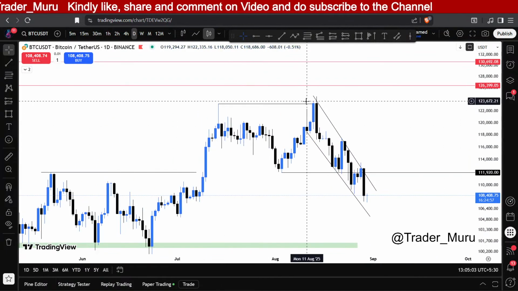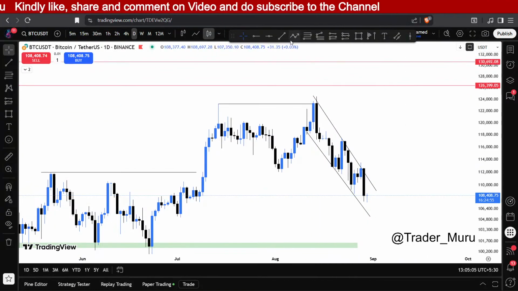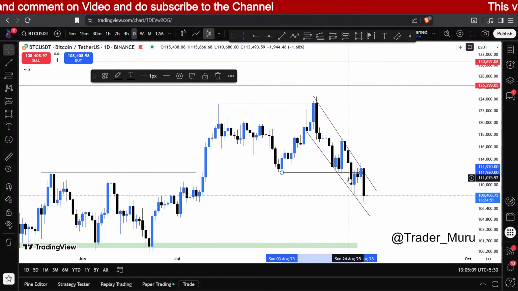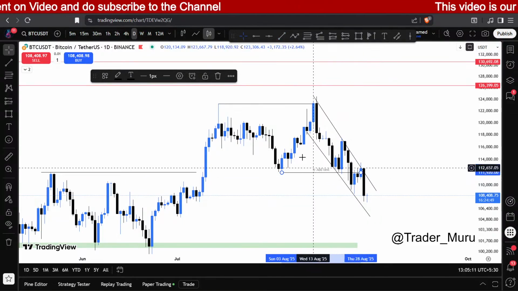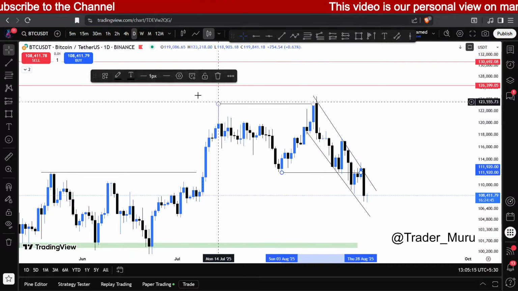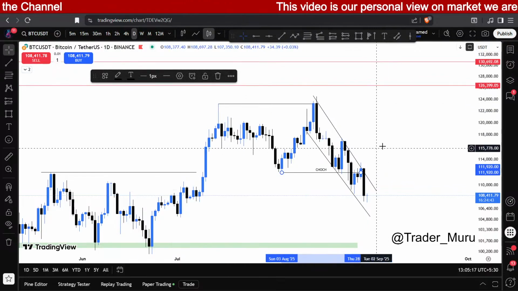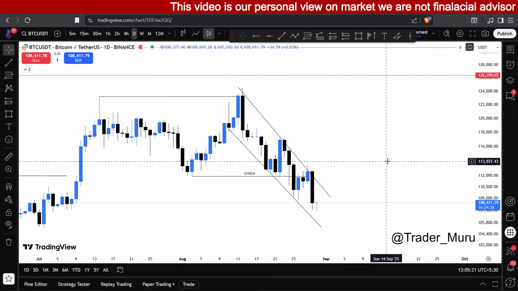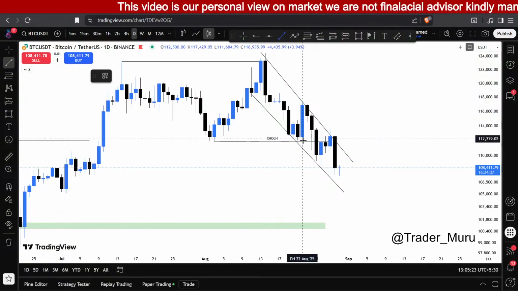We have this breakout structure, and this is our change of character in daily time frame. We have these 2 candles closing here, 1 and 2. So this is our change of character in daily time frame. And after this candle closing, this is our new breakout structure.